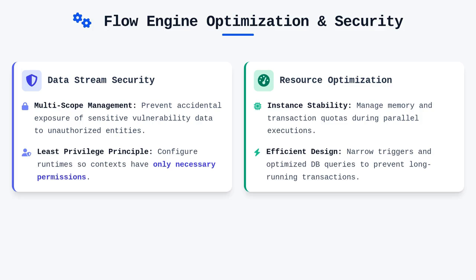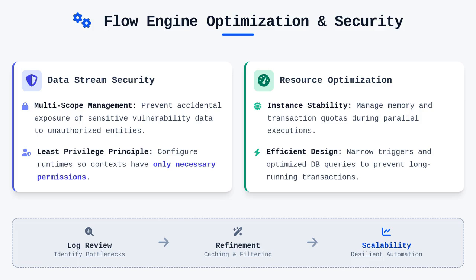When flows run in parallel, we must be cognizant of the resource implications on the instance, particularly regarding transaction quotas and memory utilization. This involves tuning our design to avoid overly broad triggers and optimizing database queries executed within script steps to prevent long-running transactions. Periodic review of the execution logs will reveal bottlenecks or inefficient loop operations that can be optimized through caching or more selective result filtering. By maintaining these standards, we build an automation resilient enough to scale with the ever-increasing volume of vulnerability data that modern organizations face.